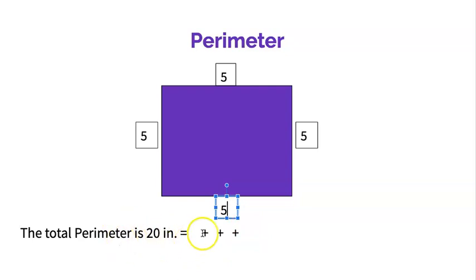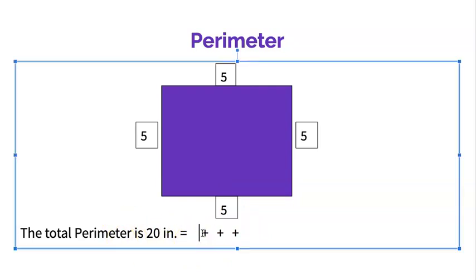And then the way we found that it was 20 inches: 5 plus 5, these two sides would give us 10. 10 plus 5 more is 15. And 15 plus the last 5 would be 20. So 5 plus 5, 5 and 5. All four sides equal 20.